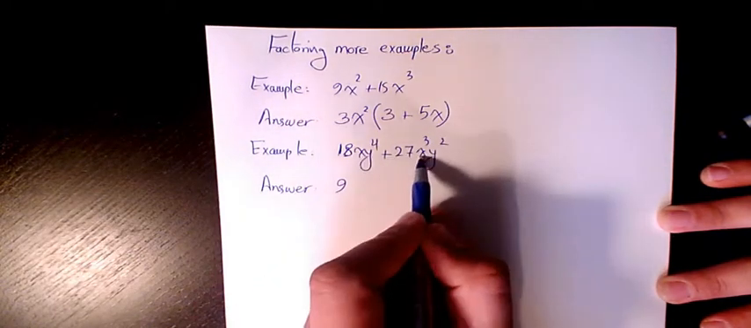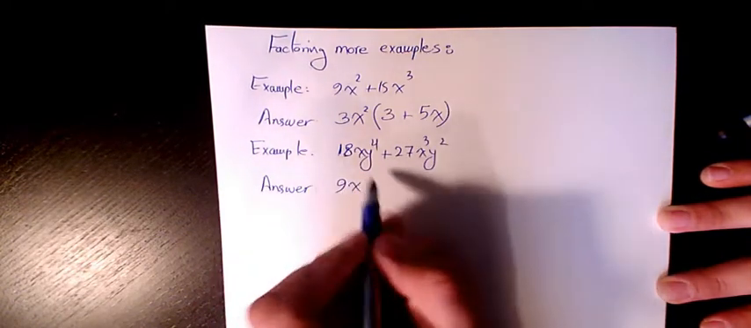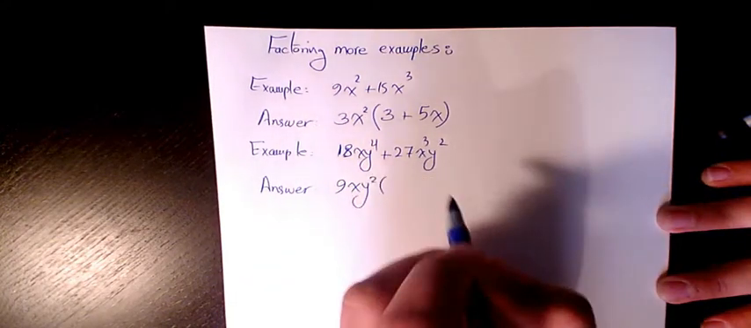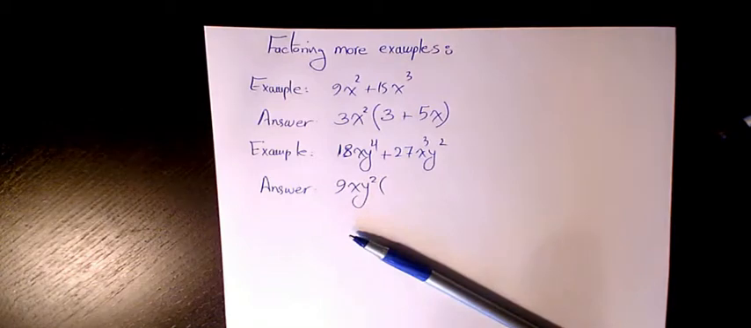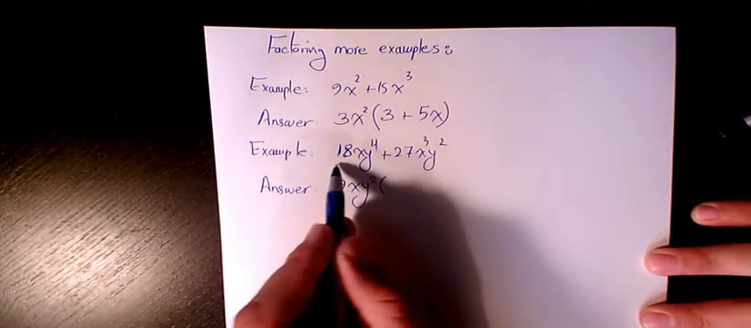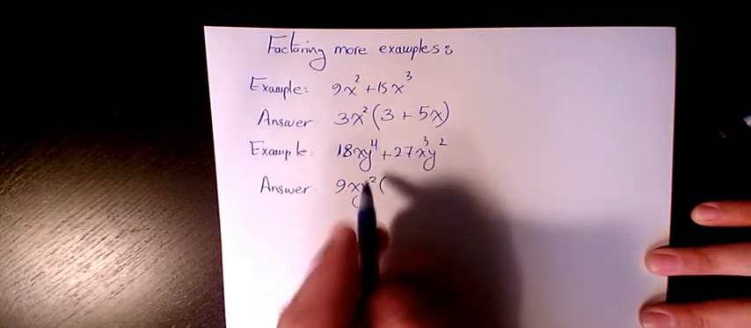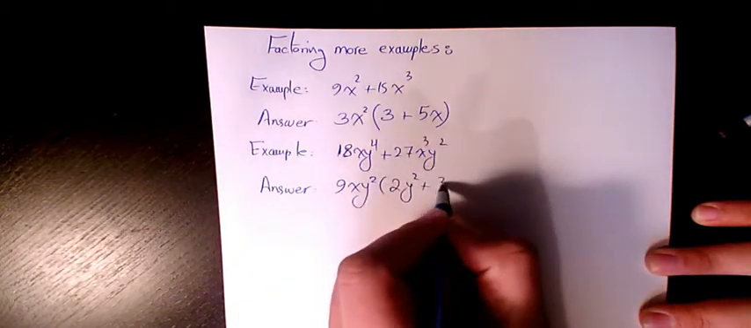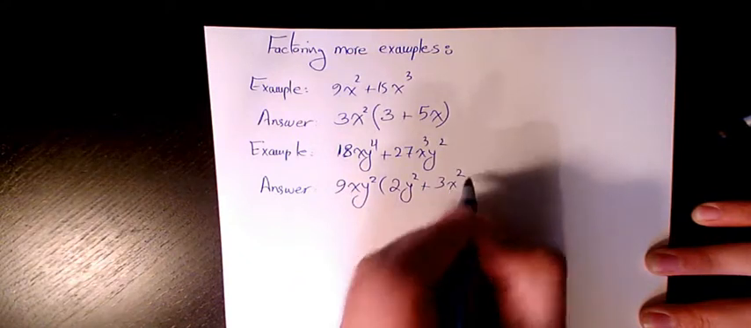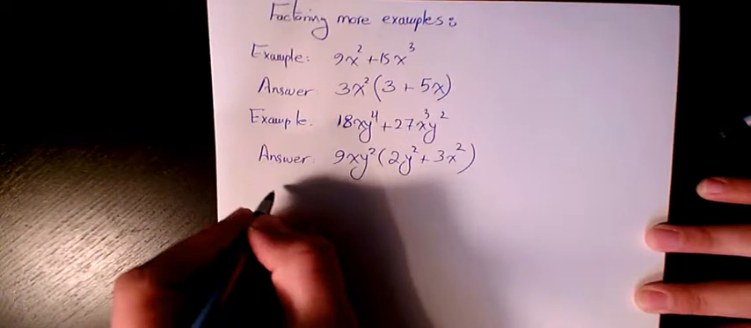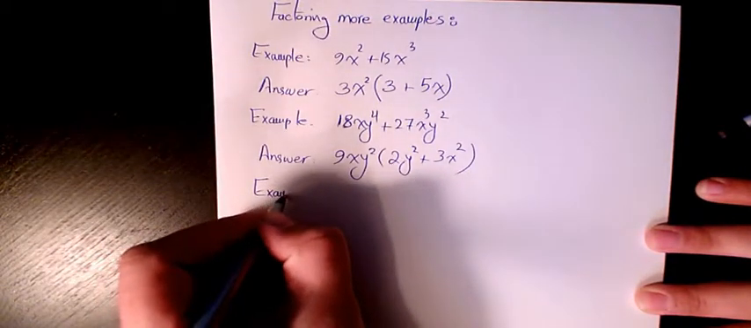Here we have x cubed, so I'm going to write x, y to the power of 4, y to the power of 2, so I'm going to have y to the power of 2. So that's going to be 18x, y to the power of 4 is going to be 2, y to the power of 2, plus here is going to be 3x squared, and y squared divided by y squared is going to be just 1.